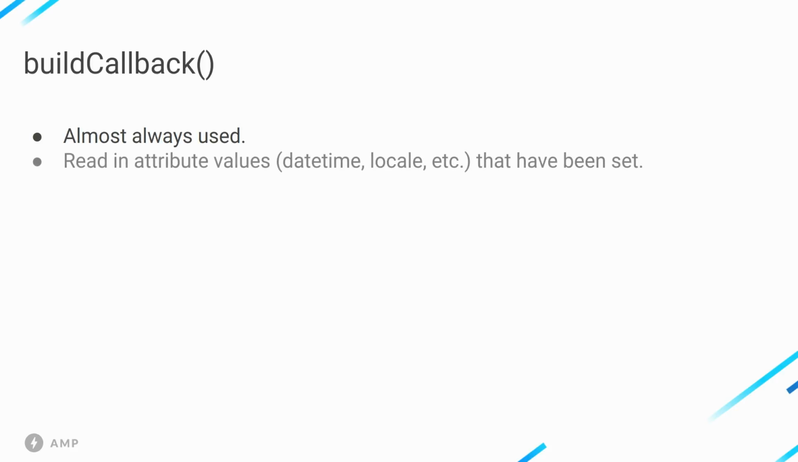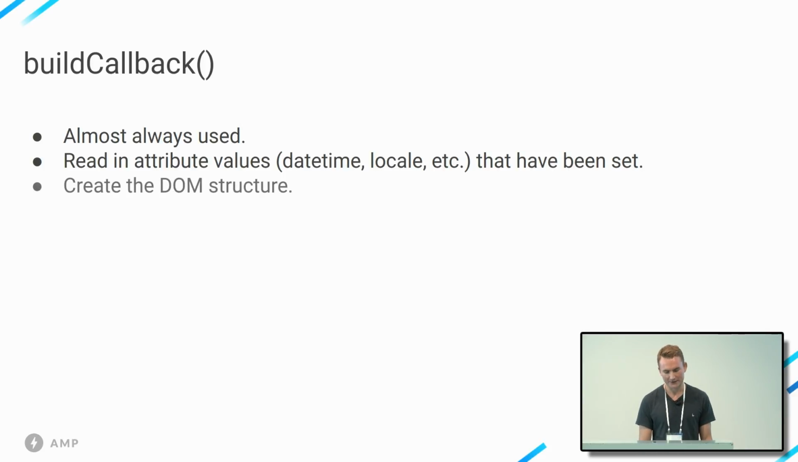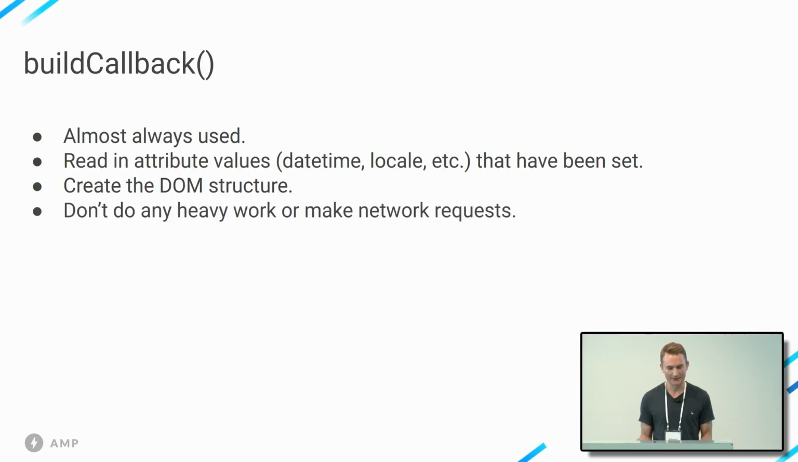So the first one we'll look at is the build callback. And this is almost always used, and it's where we do the initial setup work for our component. We can read in any attribute values. So in the case of timeago, we have the date time and the locale. Other components use things like width and height, that kind of thing. And it's also where we create the initial DOM structure for the element when it's going to be rendered out onto the page. Everything done here should be fast, so we shouldn't do any heavy work or network requests.